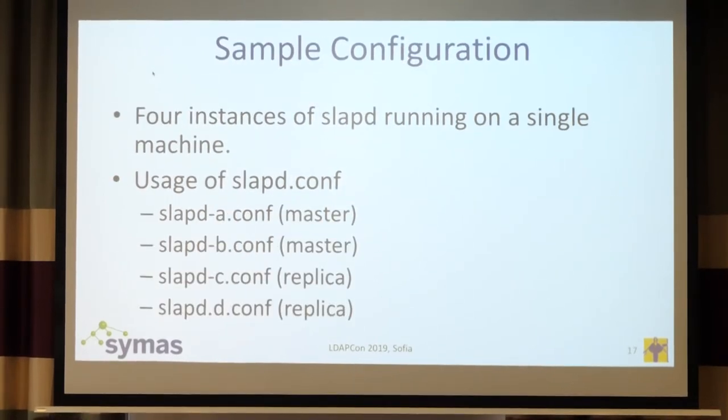So in our configuration that we'll be looking at in just a moment, we have four configuration files, one corresponding to each instance. You've got slapd A, which is for the one master, slapd B for the second master, C for one replica, D for the other replica.